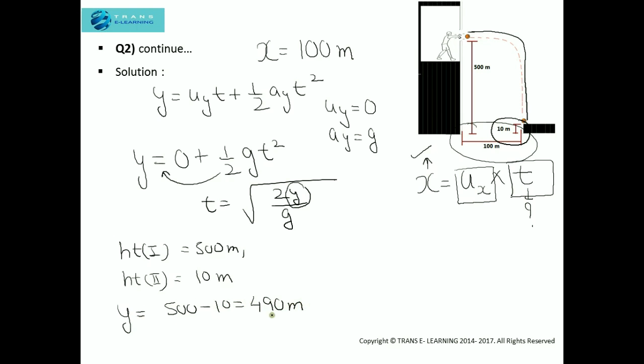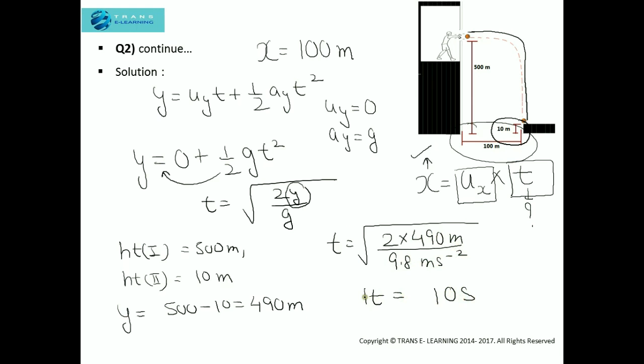Now we can substitute this value in this formula. So I'm just substituting the values here. This will come out to be the square root of 2 times 490 meters upon 9.8 meters per second square. On solving this, we will get the value as 10 seconds. So here we have found out the time of flight.